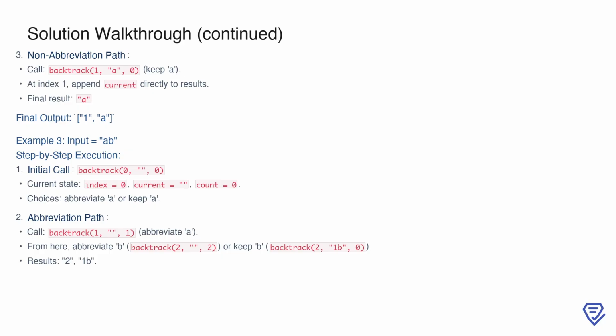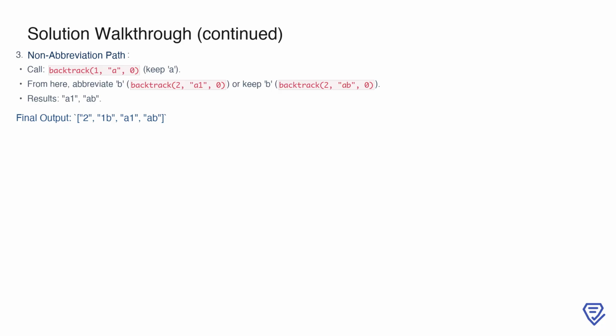Now, looking at a slightly more complex example with the input ab, the process begins similarly with an initial backtrack call using index 0, an empty current string, and a count of 0. Again, we have the option to abbreviate or keep the first character, a. Choosing the abbreviation path increments the count and leads to further recursive calls to process the next character, b. Here, we can either continue abbreviating, which increments the count again and gives 2, or we can keep b, appending the current count to the string, resulting in 1b.